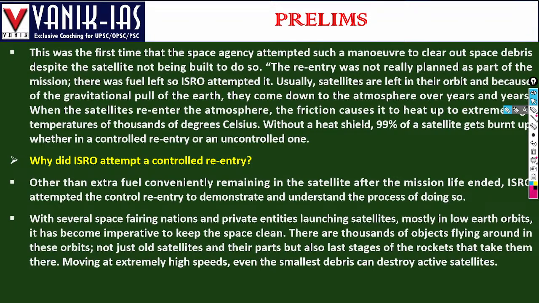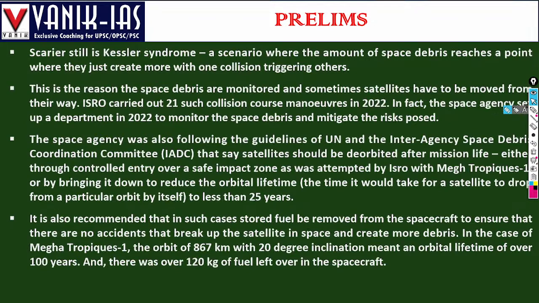There were thousands of objects flying around in these orbits, not just old satellites and their parts, but also the last stage of the rockets that took them there, moving at extremely high speed. The smallest debris can destroy active satellites. This is called space debris, which has emerged as a big threat to new satellites, as one collision can trigger another. For this reason the space debris is monitored, and sometimes satellites have to be moved out of the way. ISRO carried out 21 such collision-avoidance maneuvers in 2022.